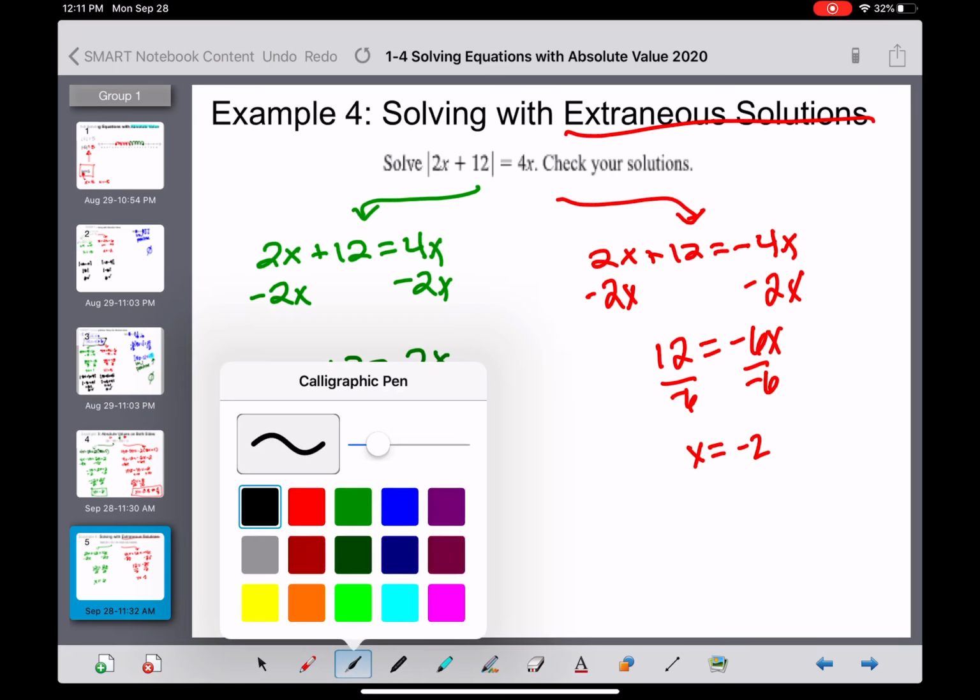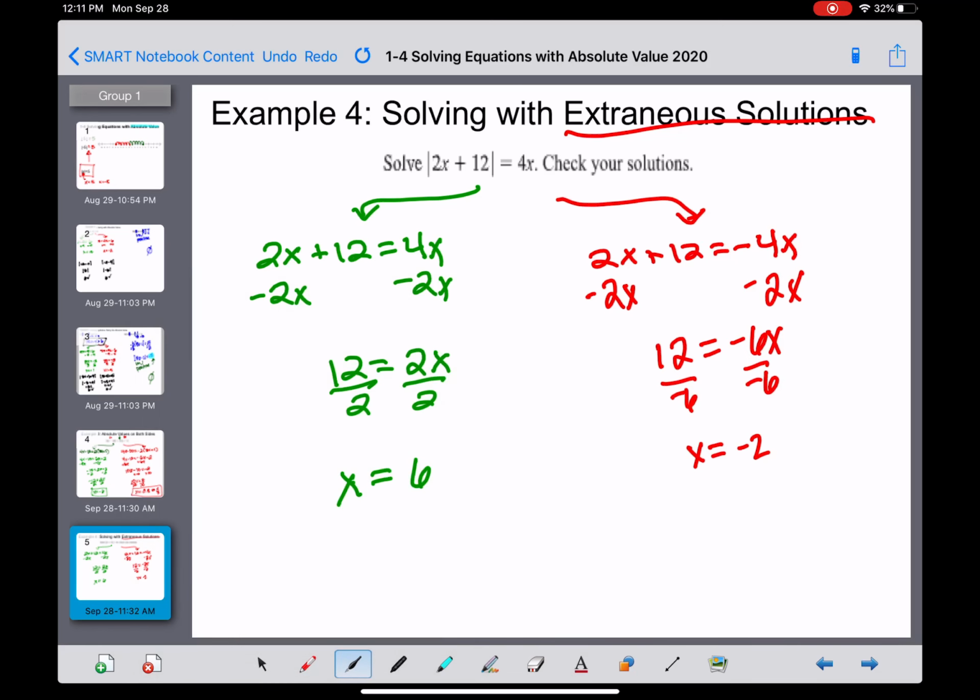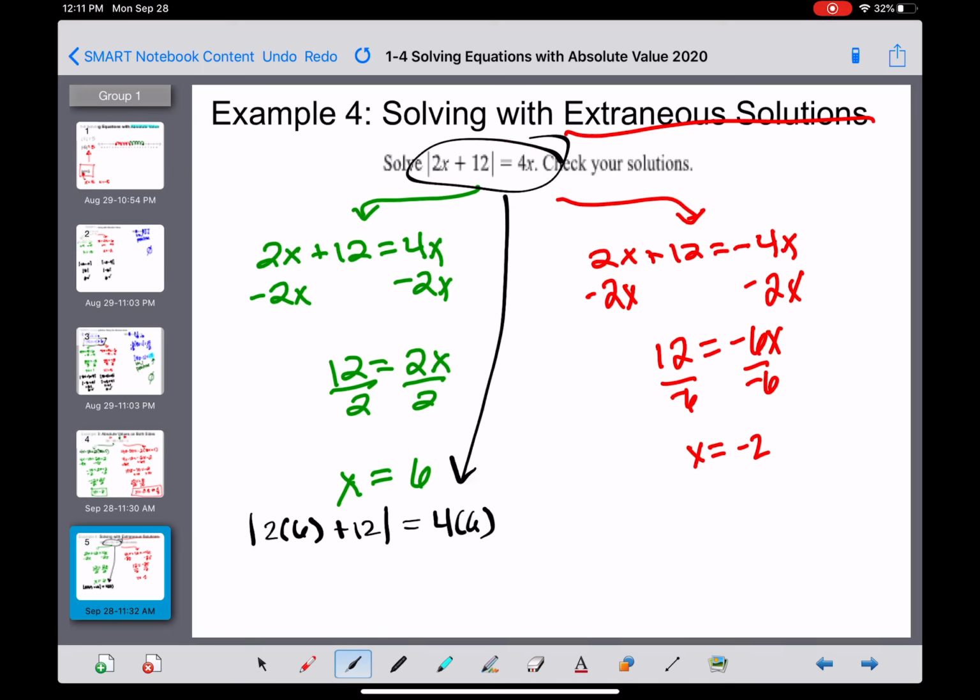So they asked me to check my work, so I'm going to plug in. I'm going to test to see is the absolute value of 2 times 6 plus 12 equal to 4 times 6. So I just plugged into our original equation. Simplify, 2 times 6 is 12. Once I add that to 12, I get 24. Absolute value of 24 is 24. Right-hand side's a bit easier. 4 times 6 is 24. Perfect. Checks out.